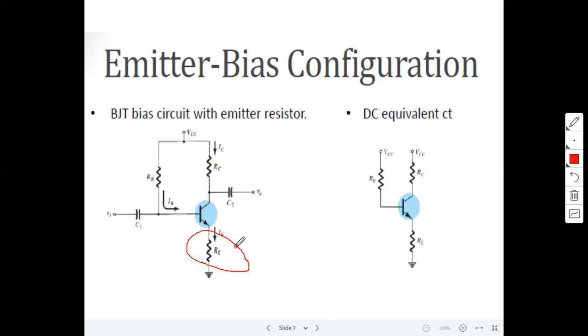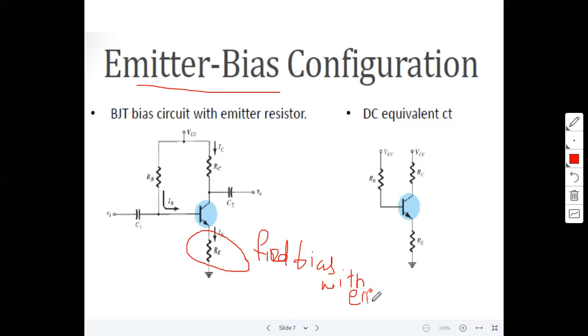The only difference is the emitter resistor is added. The emitter resistor is connected between the emitter terminal and ground. This type of biasing is called emitter bias configuration, or otherwise fixed bias with emitter resistor. Both are the same configuration, fixed bias with emitter resistor.